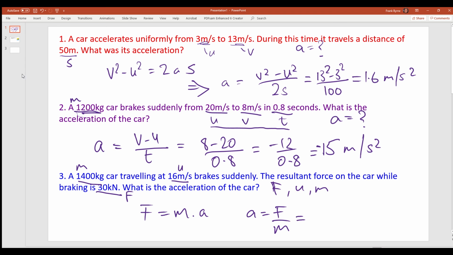What was the force? The force was 30,000. There's my force there. That's the mass. Divided by the mass, 1400, which equals 30,000 divided by 1400. The answer is 21.4 meters per second squared.